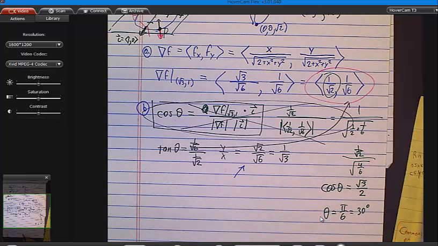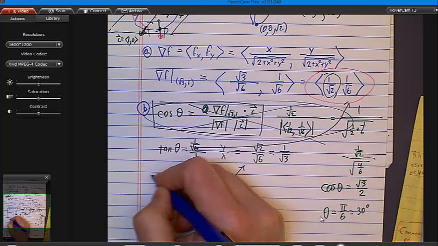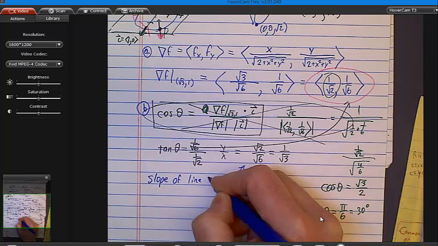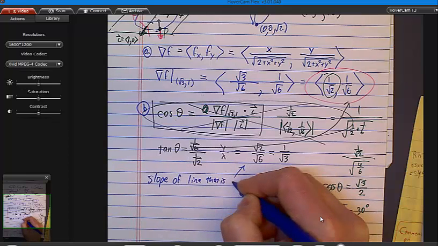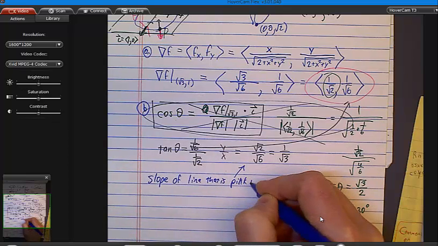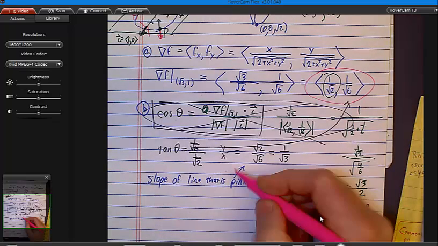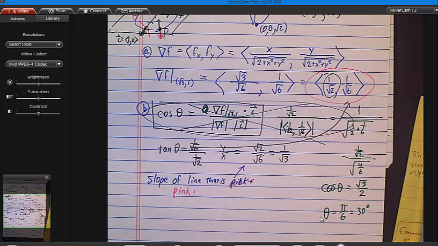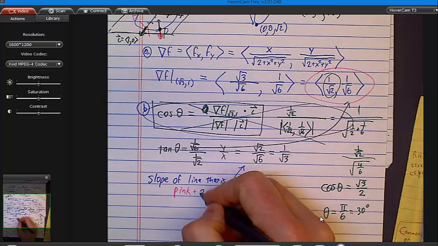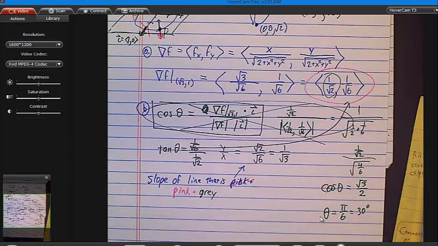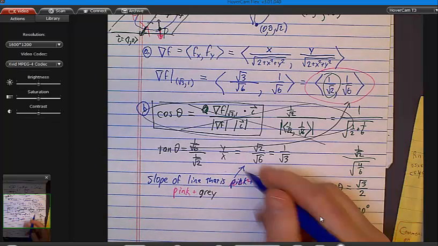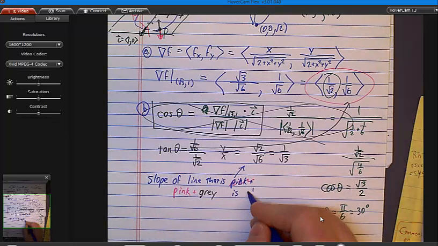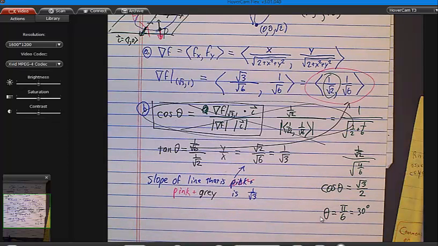Let me write it this way. The slope of the line that is pink for maximum increase and gray for maximum decrease is, well, we worked it out, right? This is what you did, y over x, so it's 1 over the square root of 3. That's the slope of the line.